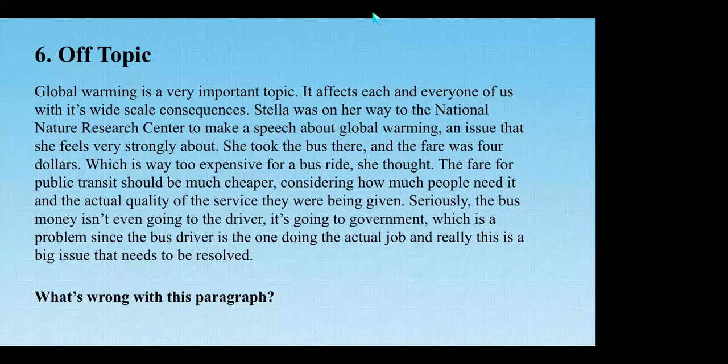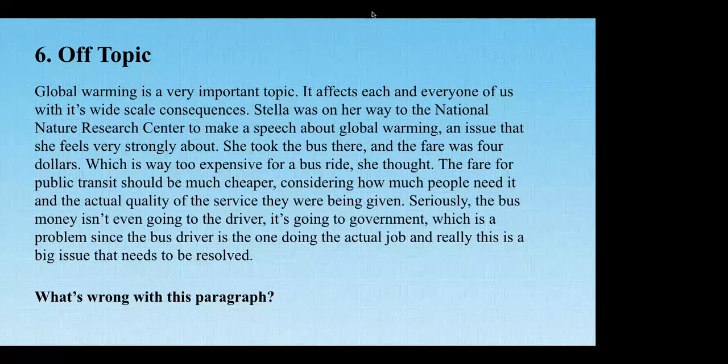Okay, so I feel like you already guessed what this is about, but I'm going to read it anyway. Global warming is a very important topic. It affects each and every one of us with its wide-scale consequences. Stella was on her way to the National Nature Research Center to make a speech about global warming, an issue that she feels very strongly about.